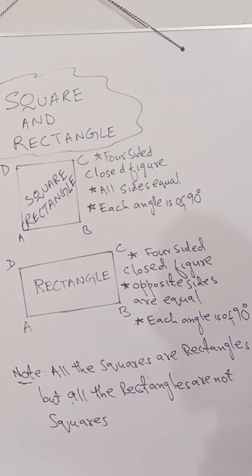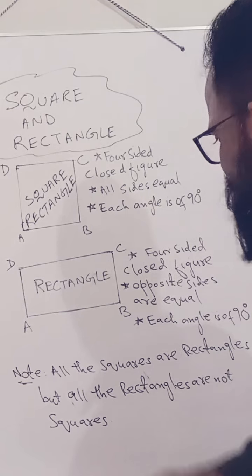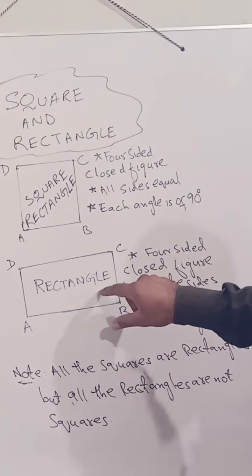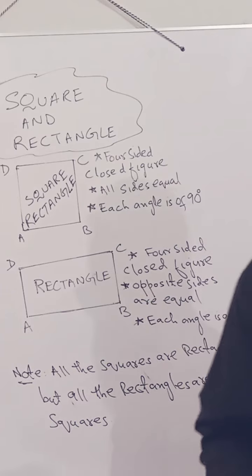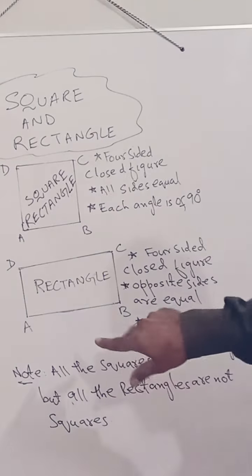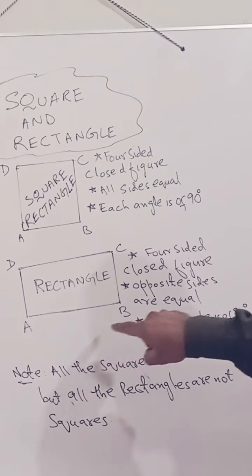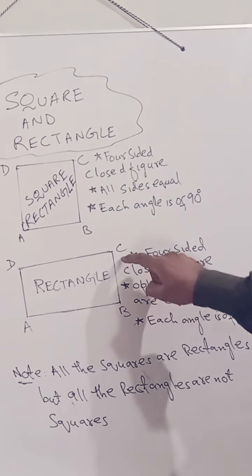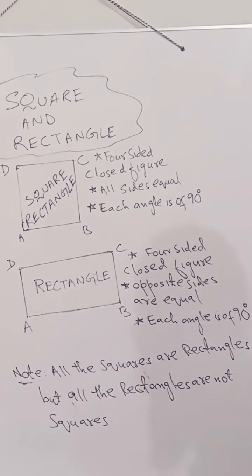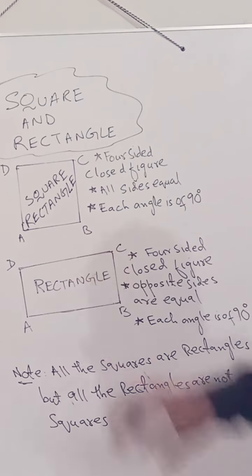Now we will discuss the rectangle. A rectangle also has four sides, but the opposite sides of a rectangle are equal. If you consider the opposite sides AB and CD, these sides are opposite. AD and BC are the opposite sides, and the lengths of the opposite sides are equal.